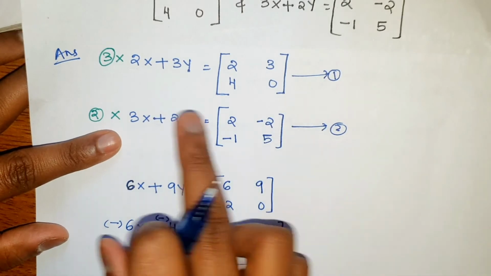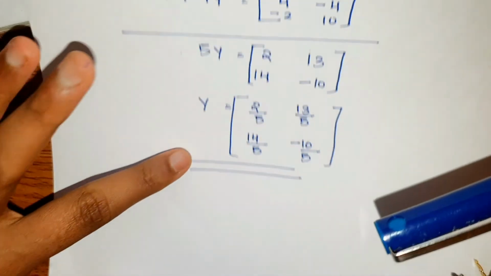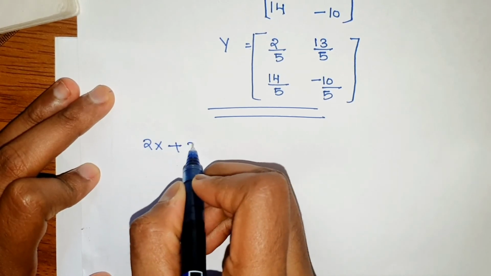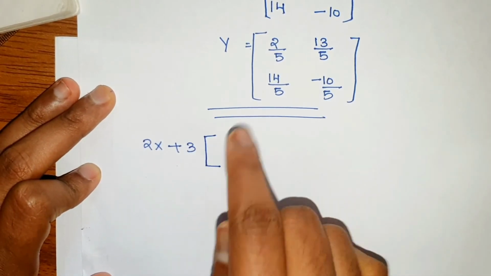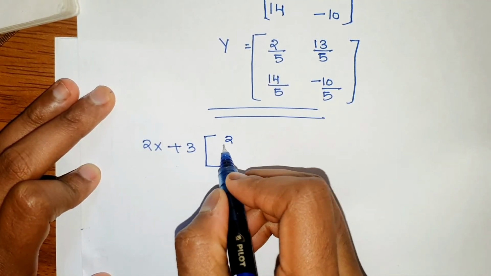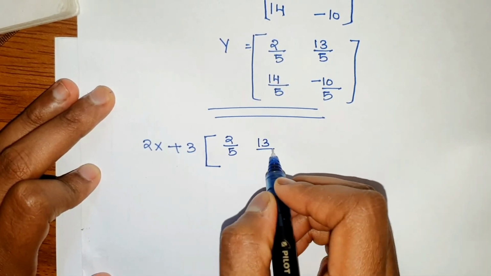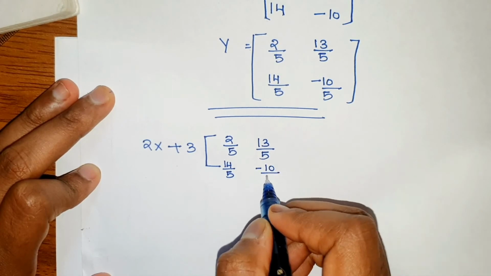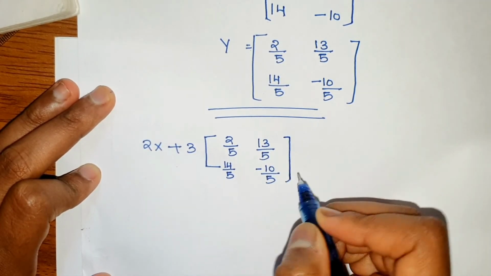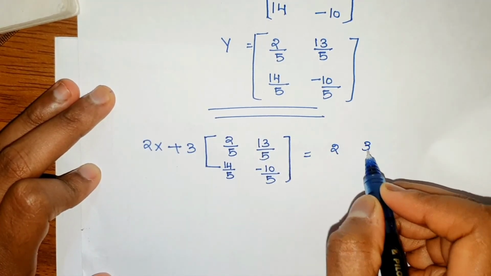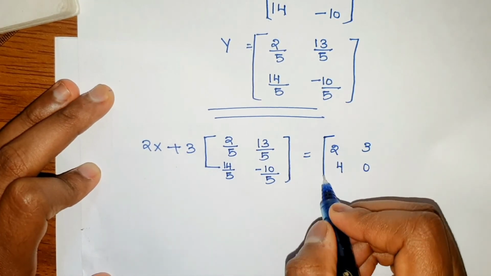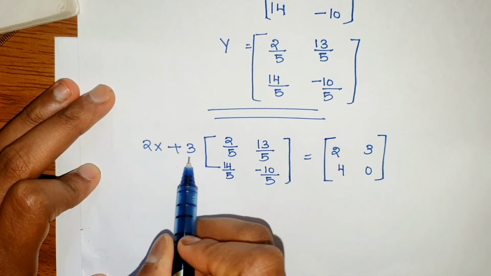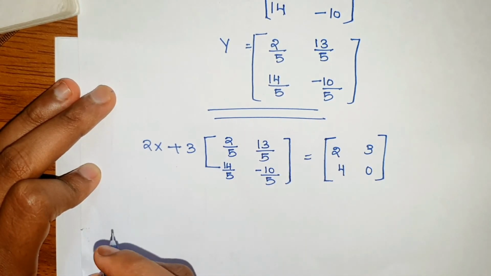So my first equation is 2x plus 3y is equal to 2, 3, 4, 0. Instead of y, we can substitute this value: 2 by 5, 13 by 5, 14 by 5, minus 10 by 5. So now it became very easy. We can first multiply this 3 into this bracket.